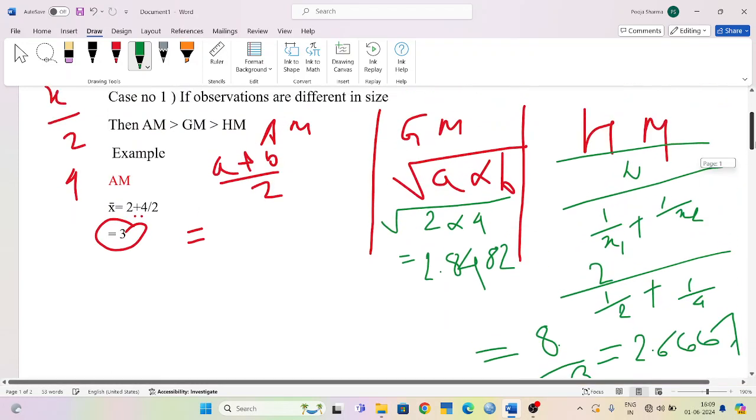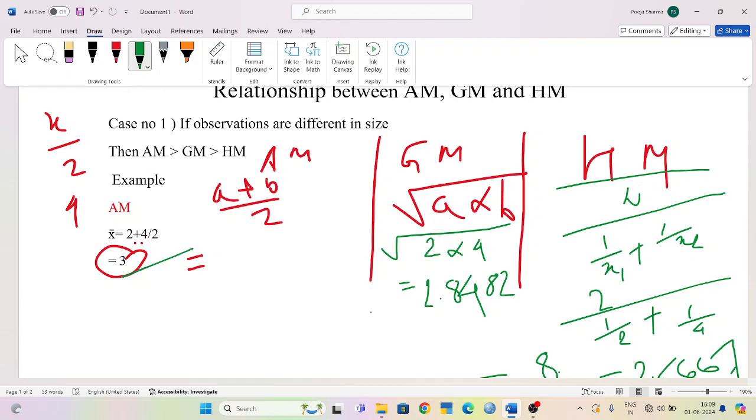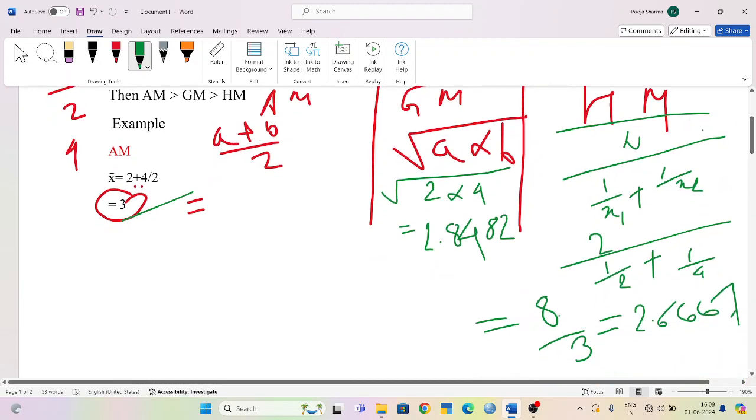Hence, we can see that when the data are different in size, then AM is greater than GM and GM is greater than HM. The value of AM is 3, the value of GM is 2.8482 and the value of HM is 2.667.